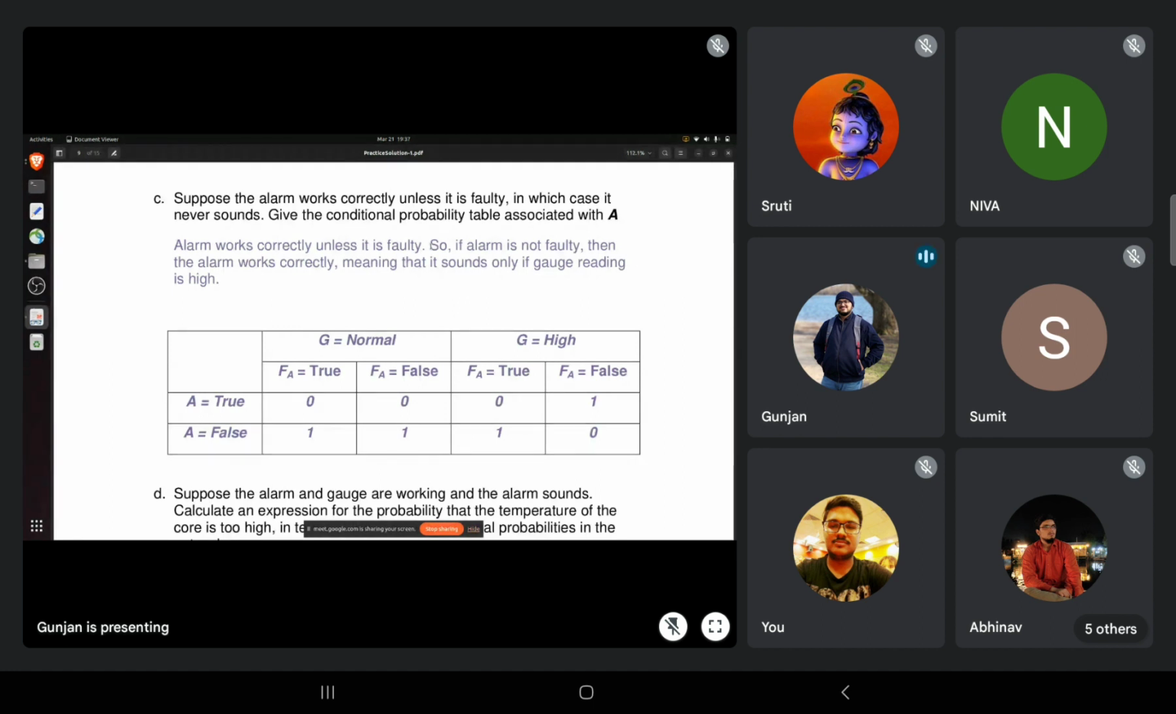See, if the gauge is normal, even if the alarm is faulty or not, it will not ring because the gauge is normal. Alarm will trigger only when the gauge is high. FA just tells you whether the alarm is faulty or not, but when will the alarm go up? The alarm will go up only when the gauge is high. That is what you have to understand.